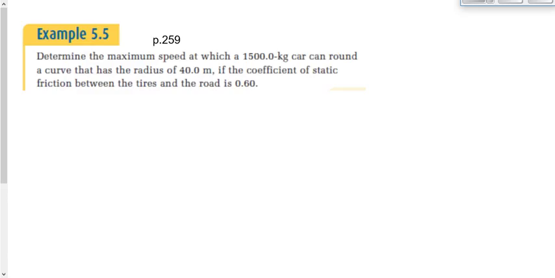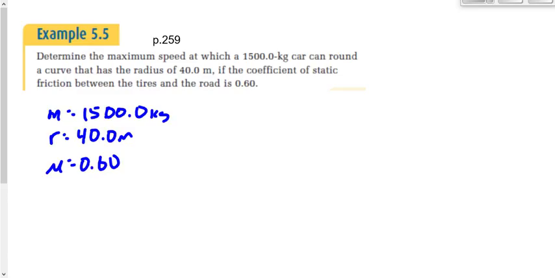Let's write down some givens, and then let's try to figure out what to do here. We've got a mass of 1,500.0 kilograms. We've got a radius of a turn of 40.0 meters. And we've got a coefficient of friction of 0.60, and we're looking for the maximum speed. Any ideas about anything in this question?